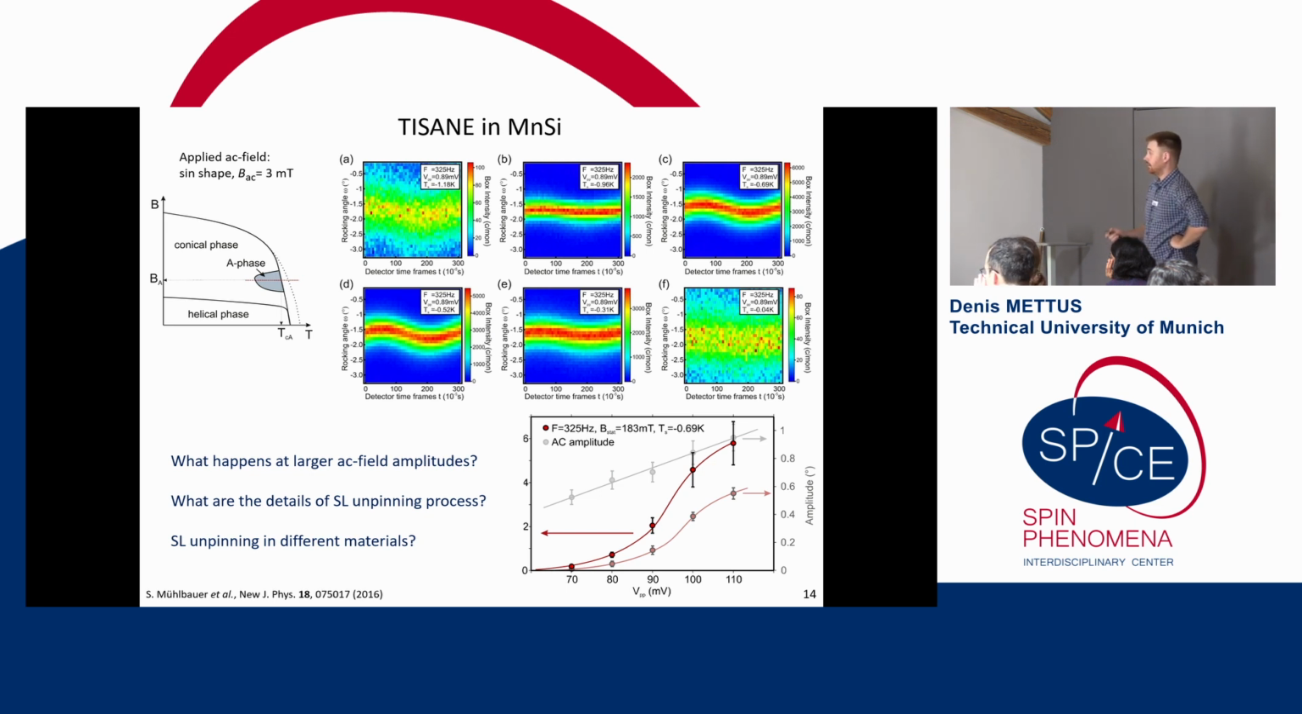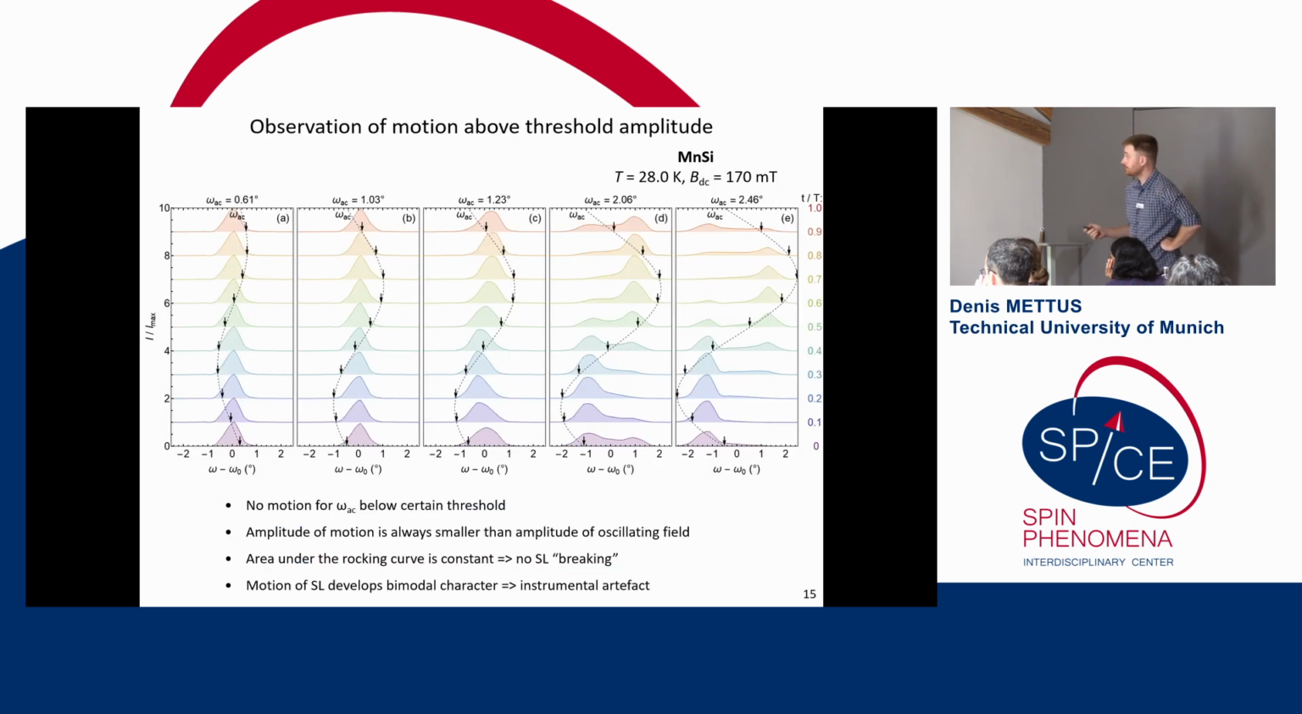If you apply an AC field lower than some critical value, you don't see any motion at all. And the first question when I saw these results was: is there a step-like function, or is it continuously increasing? Is there some saturation? Also, this was done only in manganese silicon, and we wanted to make a deeper analysis and try different compositions, like CSO or doped samples. So we started this experiment, now trying to reproduce the results from Berlin with manganese silicon.